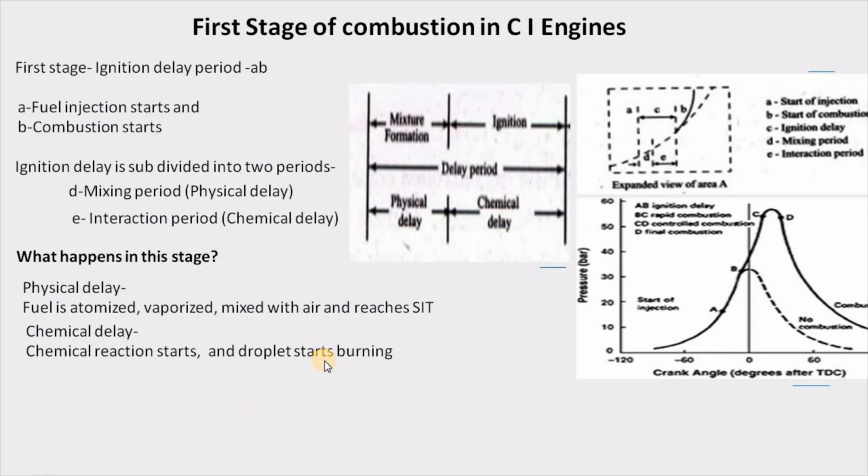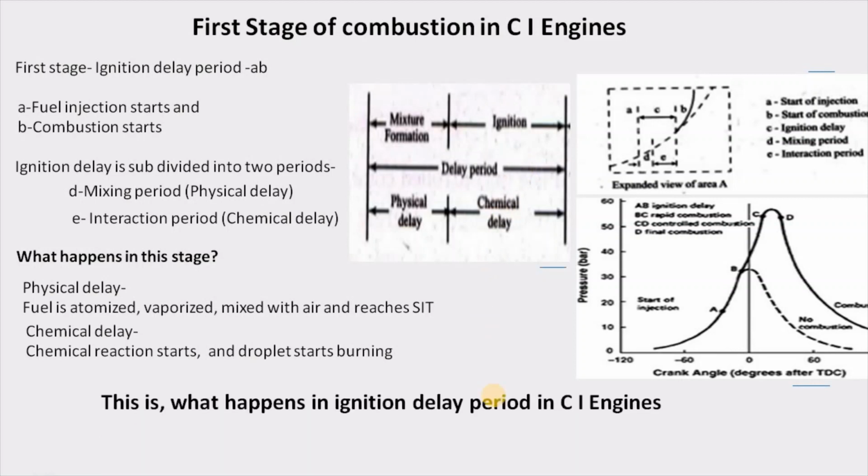And what is happening? The chemical reaction or the ignition is happening for every droplet that is available within the inflammability limit. So now here we have what we call the chemical delay period, and this physical delay plus chemical delay is what you call the ignition delay period in the case of a CI engine, which is our first stage of combustion. So all these things are happening in the first stage of the CI engine.